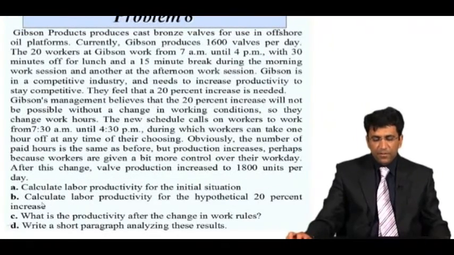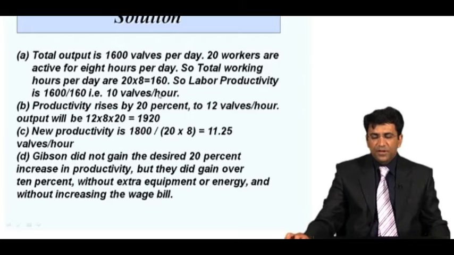Now students, what is the second requirement? We'll have to calculate the labor productivity for the hypothetical 20% increase. As we calculated just now, the productivity is 10 valves per hour. So if there is an increase of 20% in productivity, the productivity will become 10 multiplied by 20%, that is 0.2. 0.2 multiplied by 10 will be equal to 2, so 12 valves per hour. So if they want to increase the productivity by 20%, the new productivity will be 12 valves per hour.